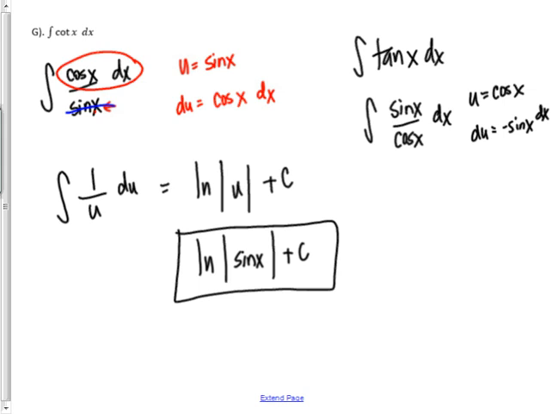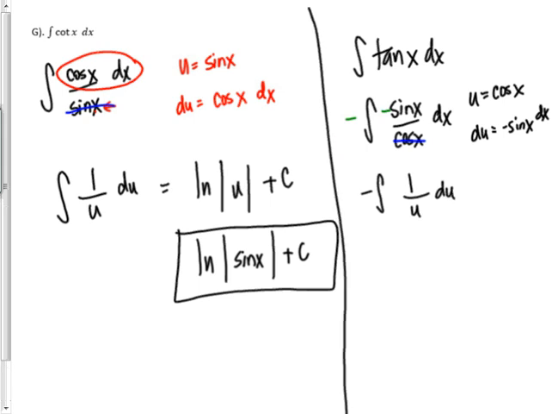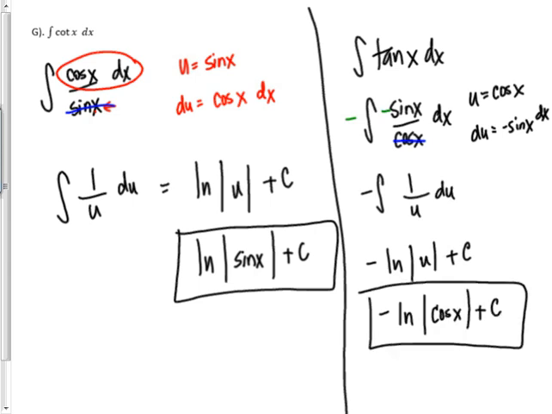And so when you get ready and you replace it, that's the u. And you have almost everything you need. You need a negative, so you're going to throw that in there, and then there's your du. So you get negative natural log of the absolute value of u plus c, or negative natural log of the absolute value of cosine plus c. Okay, so that's how you integrate cotangent and tangent.